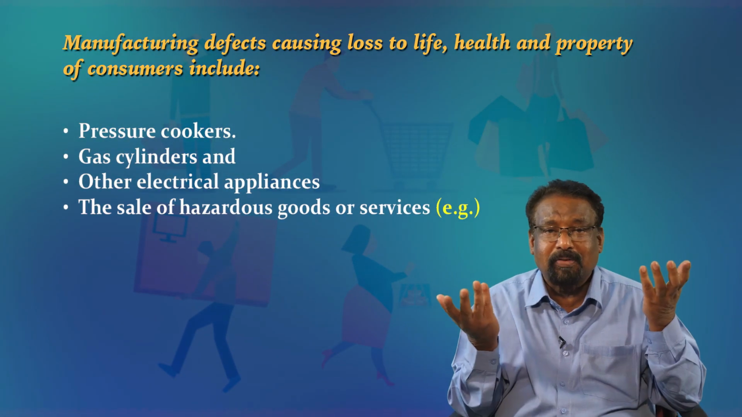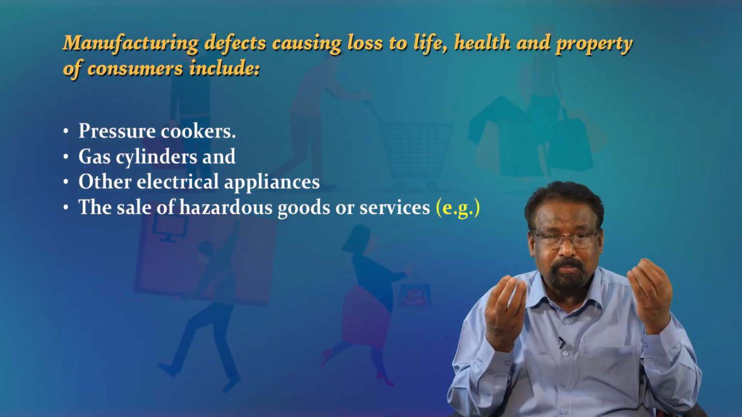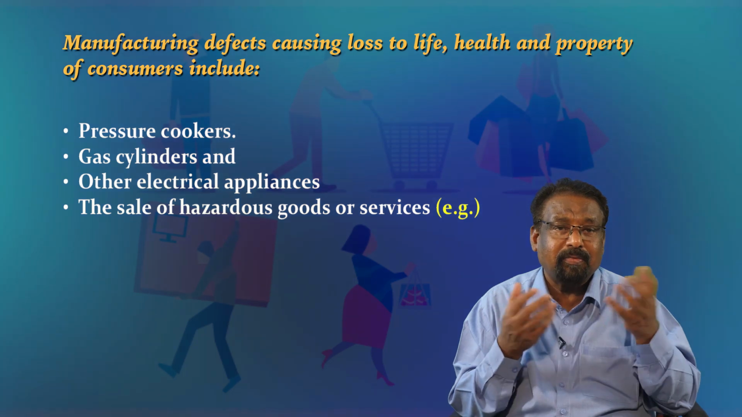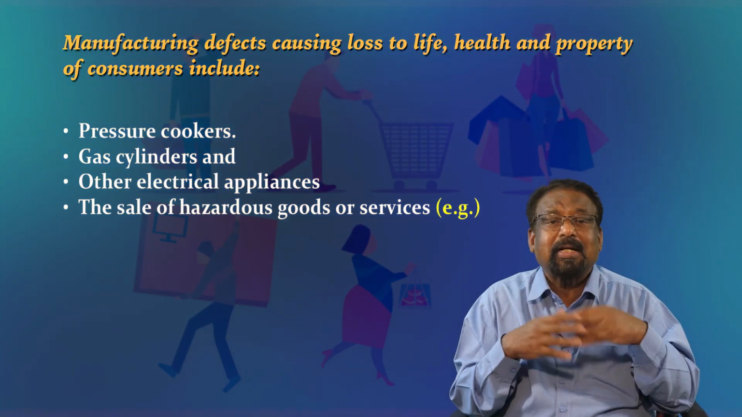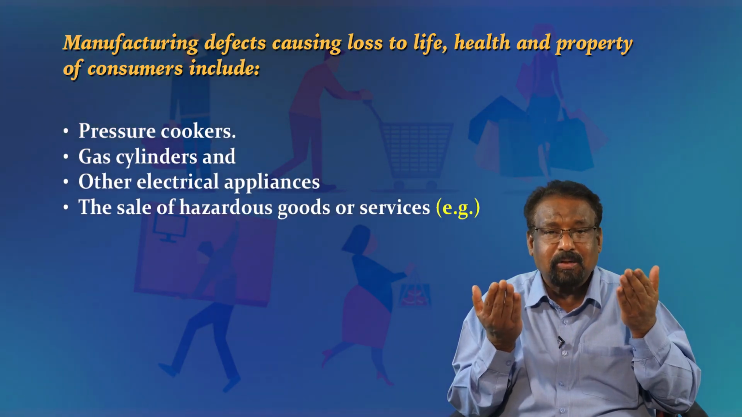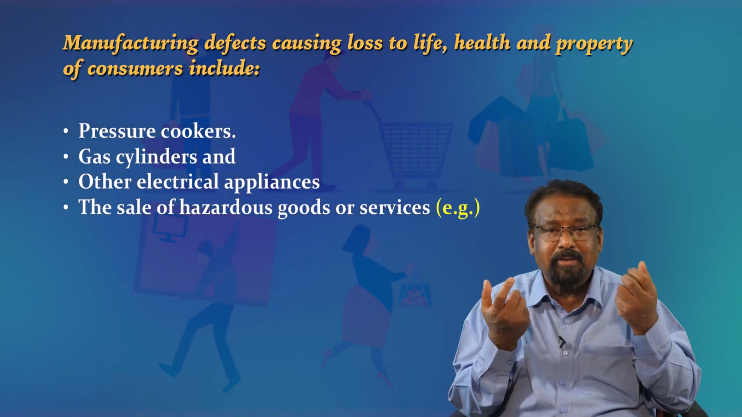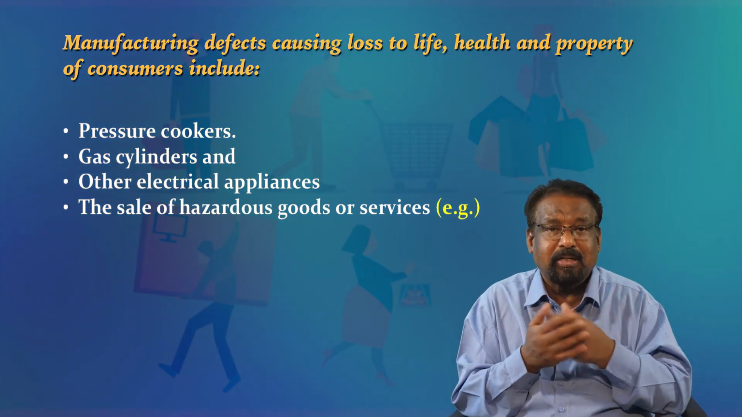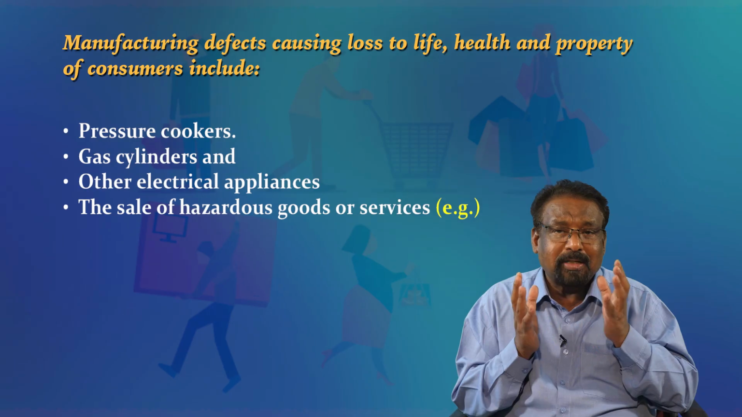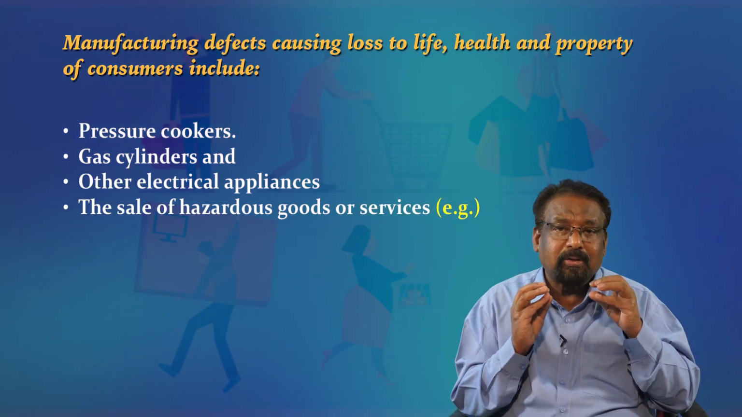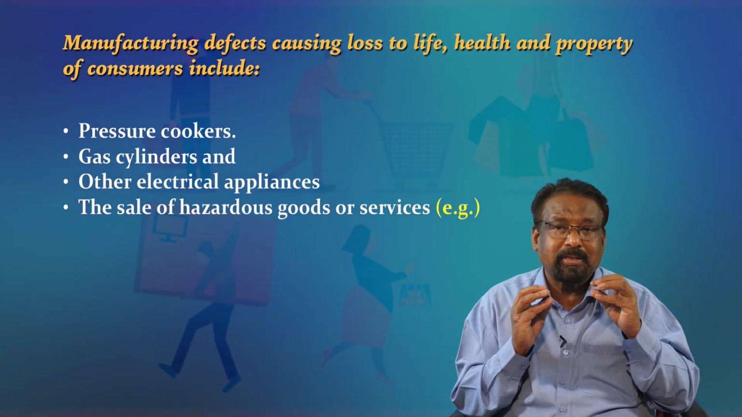With pressure cookers also, there are several cases where the cookers burst because of a manufacturing defect and led to the loss of life of several people. Likewise, electrical appliances, if not safe from short circuits, and many other things. So these are some of the examples, and vehicles too as I said. Any product purchased with a manufacturing defect is likely to cause loss or damage to property.